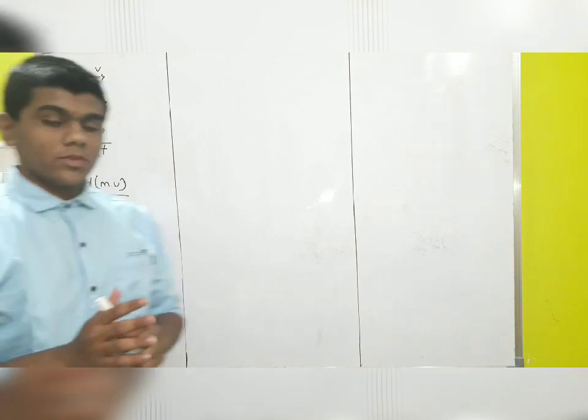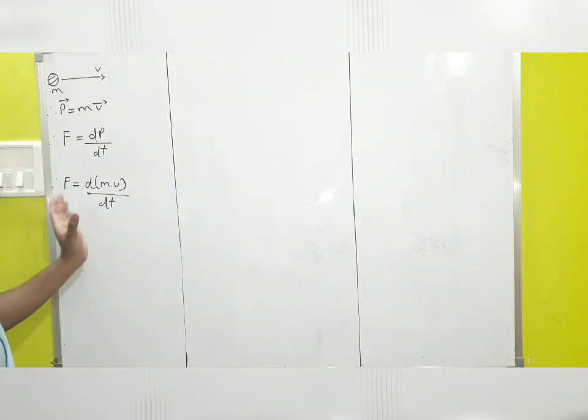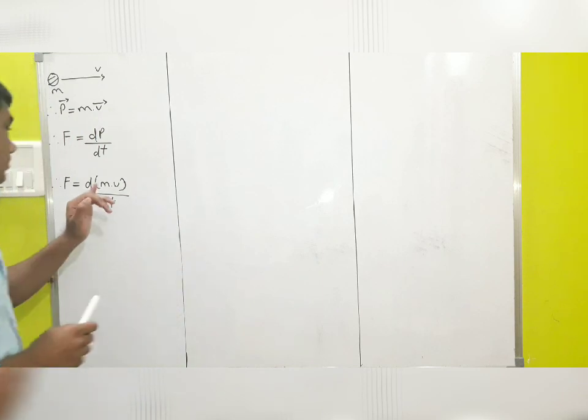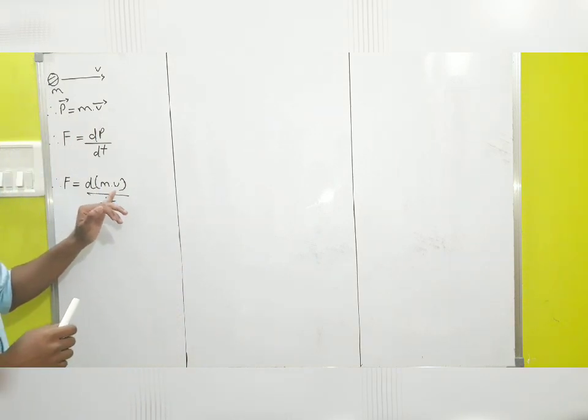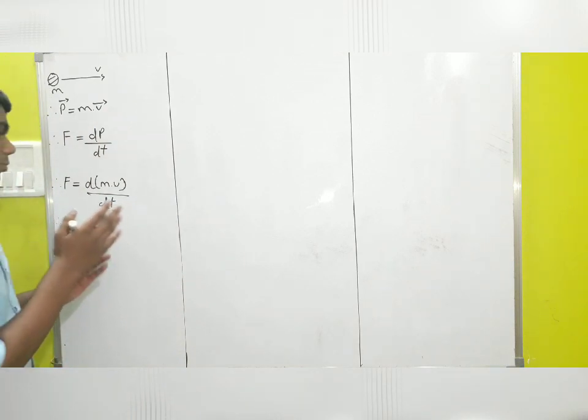I will first explain one concept: in modern mechanics, both mass and velocity are variables. But in Newtonian mechanics, only velocity is a variable and mass is a constant. So according to that, we will take the modern mechanics so we can differentiate both of them.